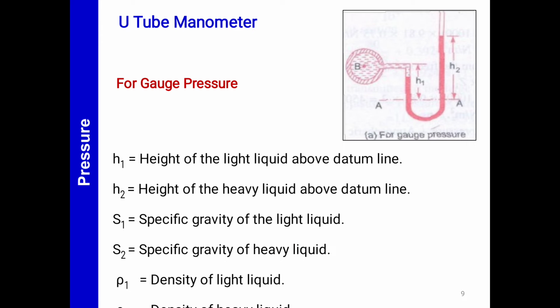U-tube manometer. It consists of a glass tube bent in U shape, one end of which is connected to a point at which the pressure is to be measured and the other end remains open to the atmosphere as shown in the figure. The tube generally contains mercury or any other liquid whose specific gravity is greater than the specific gravity of the liquid whose pressure is to be measured.